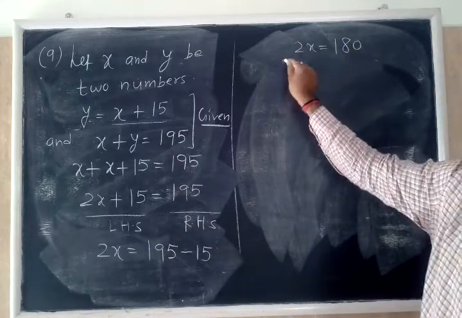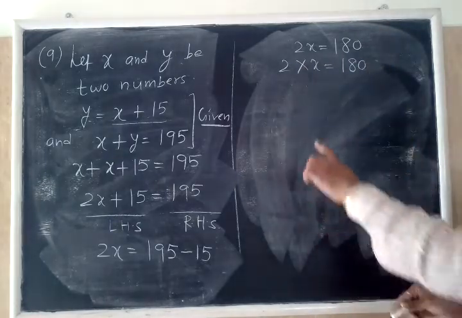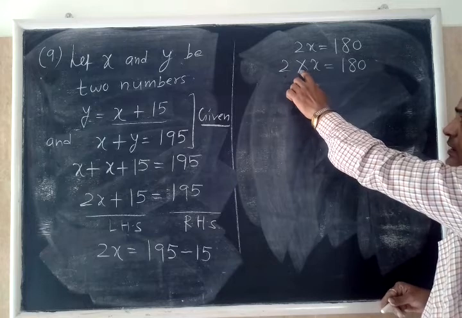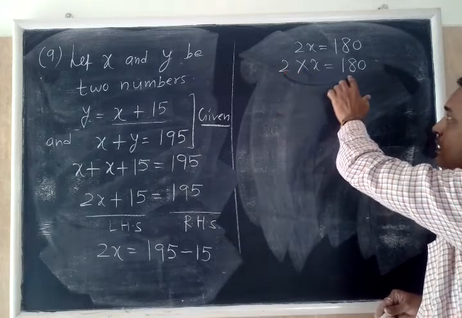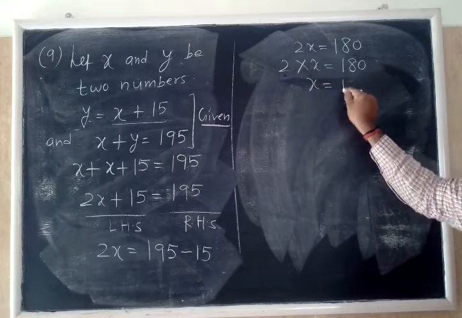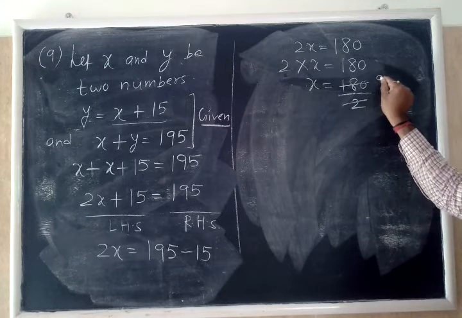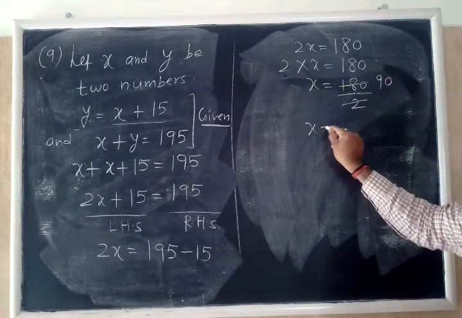2x means 2 into x is equal to 180. So on the left hand side 2 is there in multiplication. When I take 2 to the right hand side, 2 will go in division. So x is equal to 180 divided by 2. 2 nines are 18, so x is 90.